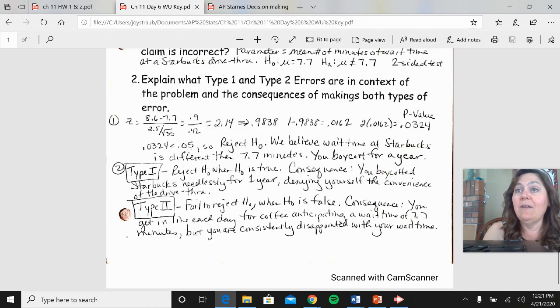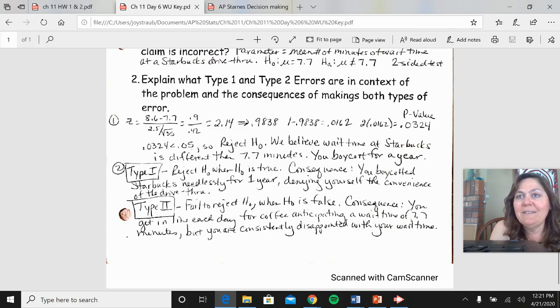Okay, type 2 error, though, is where we failed to reject the H0, so still believing it's 7.7, when in actuality it was false and different from that. So now our consequences are that you're going to get in line each day for coffee, anticipating your wait time to be about 7.7 minutes, but I just put you're going to be consistently disappointed with your wait time because it will be different.